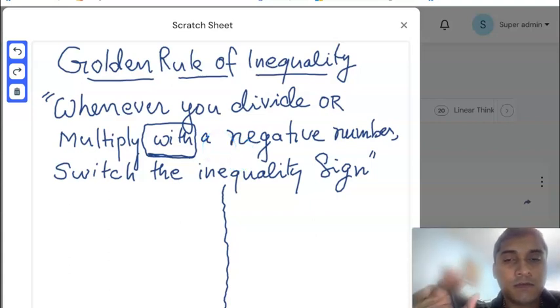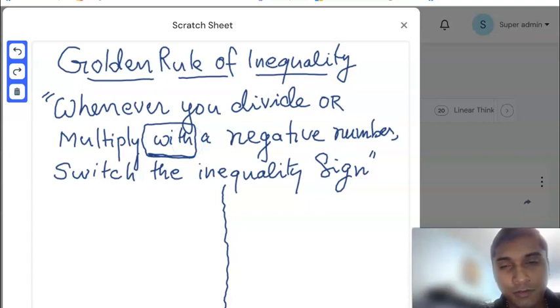As we discussed in the first video, there is a golden rule for solving inequality. There is no difference between equations and inequalities when it comes to solving in most cases. But there is one thing. Whenever you divide or multiply with a negative number, this is very important.